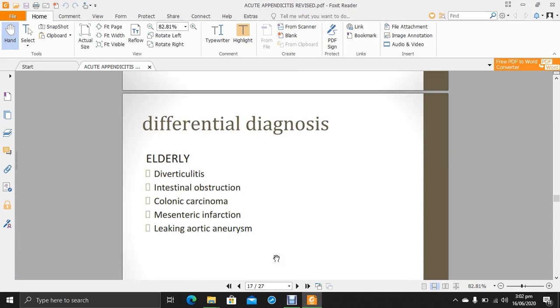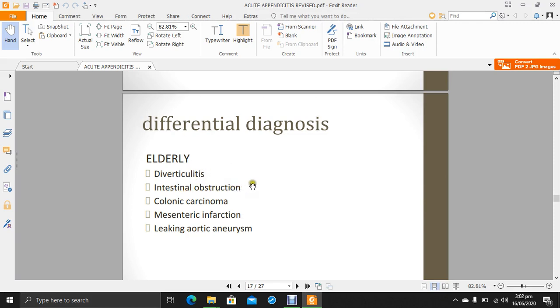Differential diagnosis in elderly people. Diverticulitis. In diverticulitis, Meckel's diverticulum can be the underlying cause, and there is a condition, diverticulosis: multiple diverticuli on the colon, on the gut, from the esophagus up to the rectum. So inflammation of the diverticuli can lead to this pain, especially in the right iliac fossa.